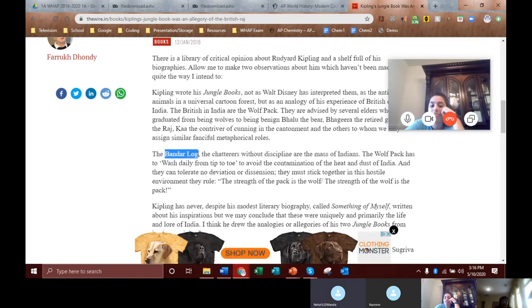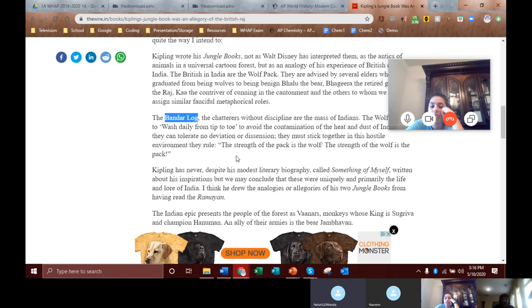Because Bandar-log translates to monkey people, and that's what the British saw them as. They saw the rest of the Afro-Eurasians as uncivilized monkey people. Wow. And that's why the wolves take in the monkey people, and essentially, you know, they're dominating. Kaa is supposed to be good in the actual book.